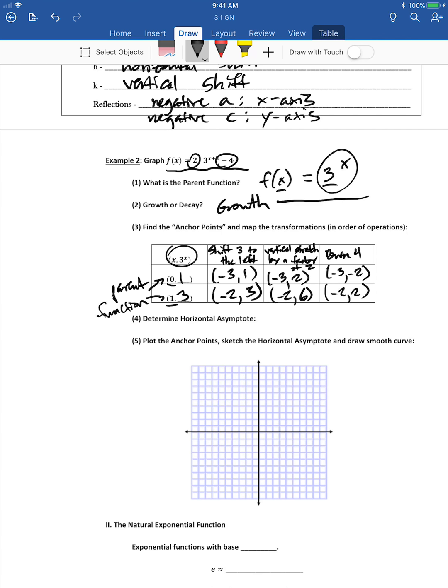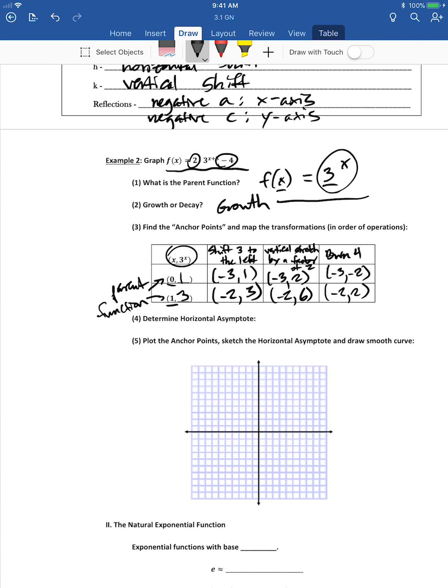So I start with a parent function. I start with the same anchor points for every function. 0, and then whatever that ends up being. 1, and whatever that ends up being. Then I'm transforming those 2 points step by step as I follow my order of operations through my transformations. I start with what's inside the parentheses. I move my way out. Then I deal with multiplication, in this case any stretches or compressions, and then addition or subtraction, my vertical shifts.